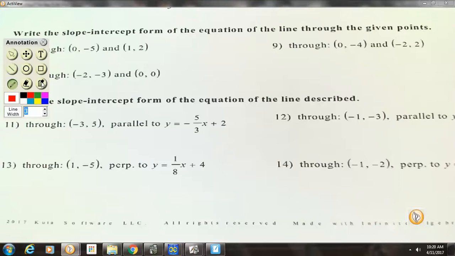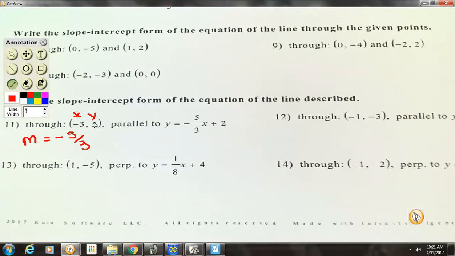Okay, so on number 11 it says that our line passes through -3, 5, and it's parallel to y equals -5/3 x plus 2. So if our lines are parallel and our slopes are the same, what's our slope going to be? -5/3, they're the same. So our slope is -5/3. And of course I have an x and a y value and I know what m is, so I can find b. And then write my equation.